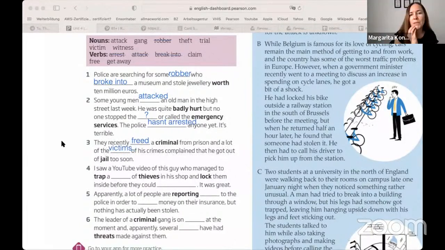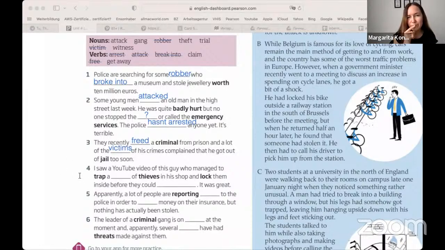Too soon. Okay, right. Okay, victims, so yes. All right. Criminal, we understand. Crime, criminal, yes? So the person who commits a crime, yes? Victims is all right. And freed. Okay, perfect. Let's go on.